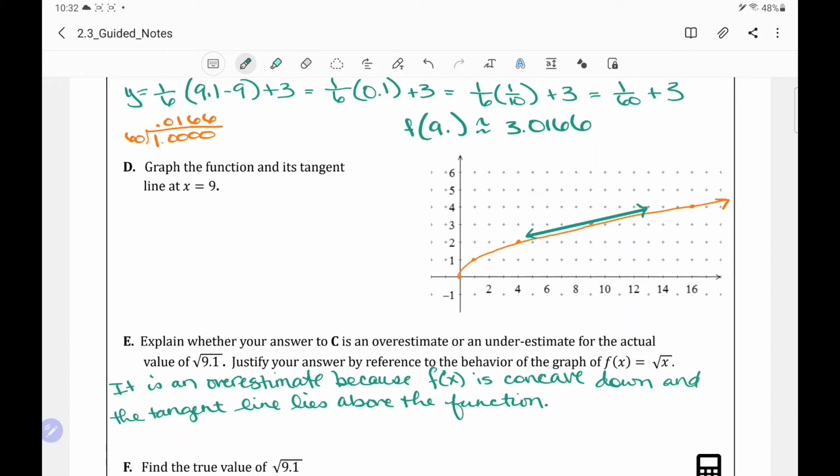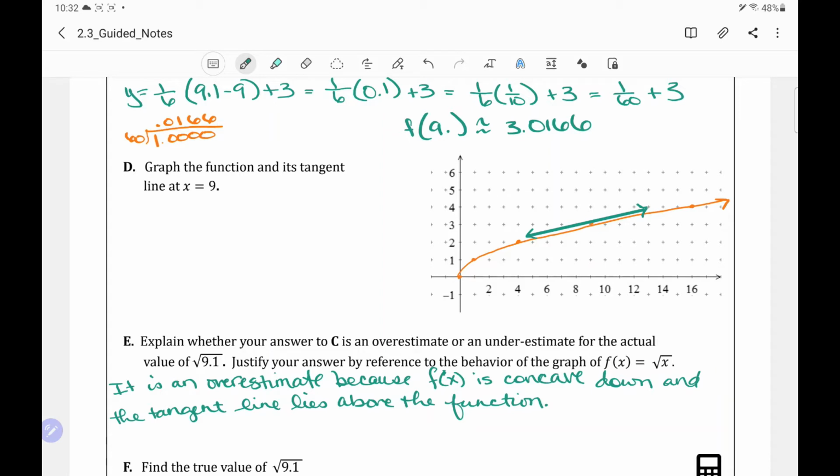Okay, here's one possible answer. It is an overestimate because f of x is concave down and the tangent line lies above the function. If the tangent line is above the function, then that means the y value is going to be slightly higher. It might be like 1/1000th or 1/1,000,000th. It could be any tiny piece. It could be 1/10th. But it's going to be higher because the concave down means that the tangent is going to be above it.